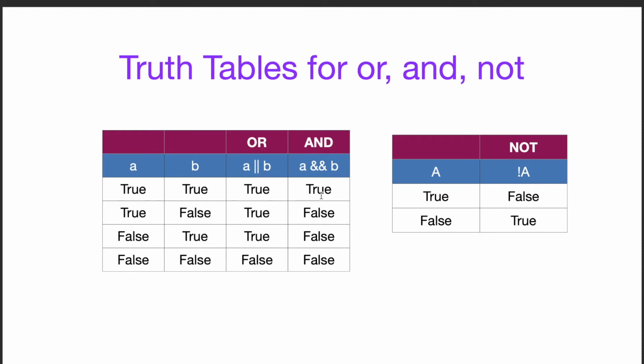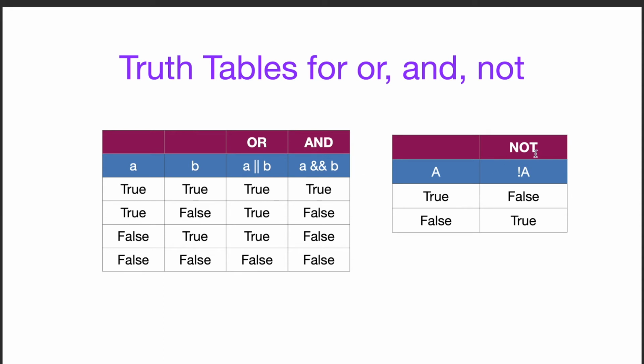But this is different for and. When we want to use the logical operator and, all the inputs must be true, then the output is true. In this case, the only input which is true for a and b is in the first row, so the result is true. But the rest is false, because in this row b is false, so it makes the output false. And similarly, here we have a is false, so the output is false. And the last one, both of them are false.